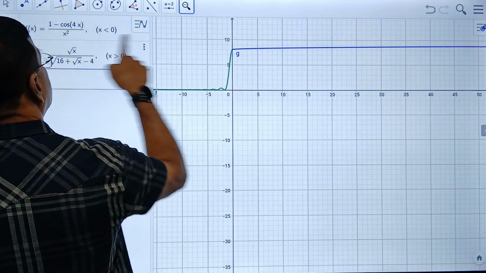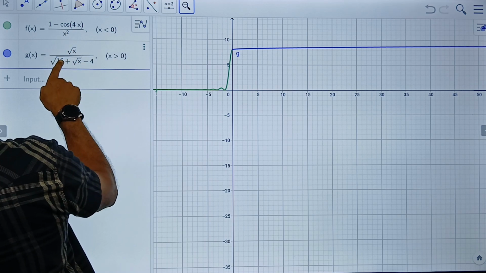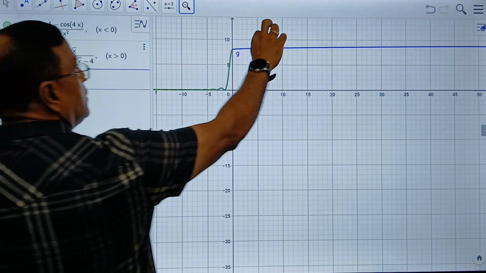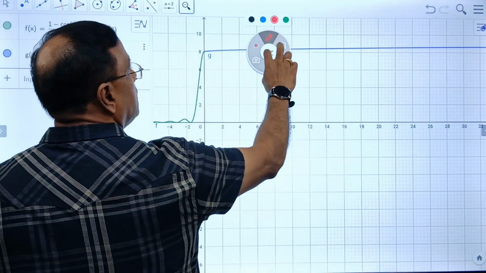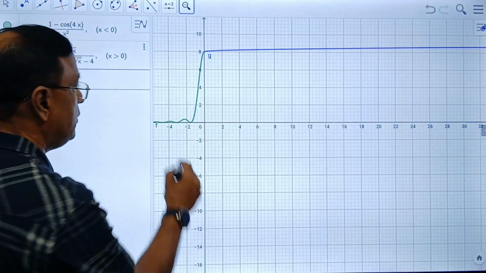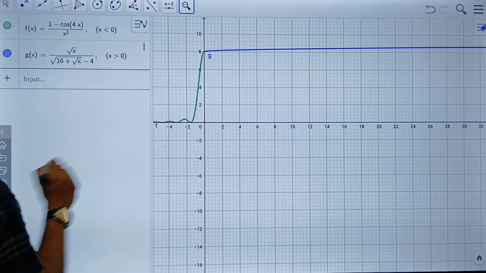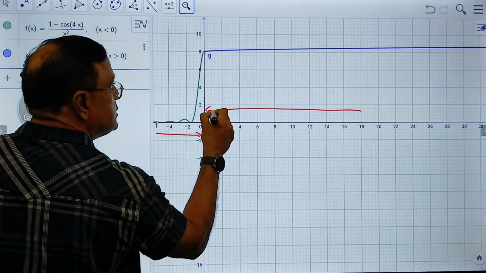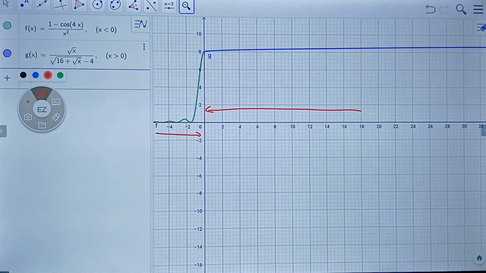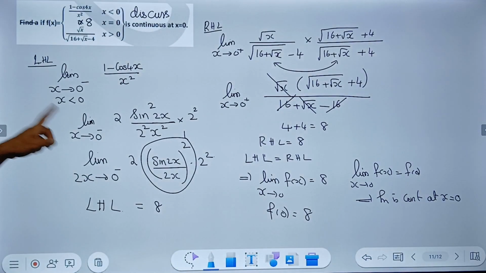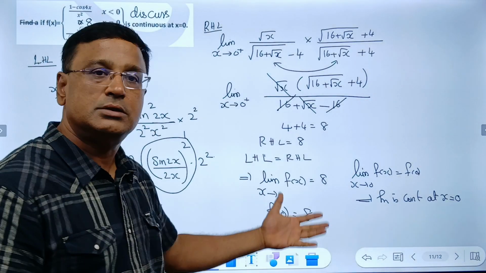This graph represents 1 minus cos 4x by x square, whereas this graph represents root x by root of 16 plus root x minus 4. You can just zoom in and see how the graph looks like. Okay, so now clearly you can see the function is continuous. When you approach to 0 from the left hand side, it is 8. When you approach to 0 from the right hand side, it is also 8. LHL is equal to RHL, limit exists. So this is another way to understand the limits, through diagram, through GeoGebra. See, left hand limit is 8, right hand limit is 8, function is continuous.